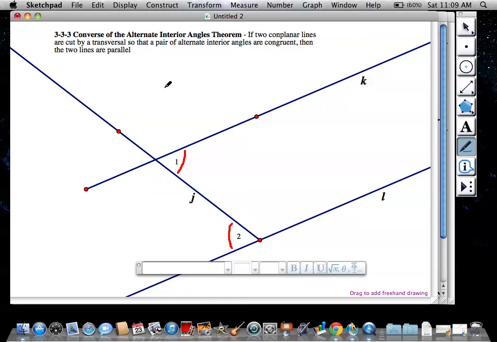3-3-3 is the converse of the alternate interior angles theorem. So if two coplanar lines are cut by a transversal, so I have my transversal J here, so that the pair of alternate interior angles are congruent, so 1 and 2 are congruent, then that means the two lines are parallel. So K and L are parallel.